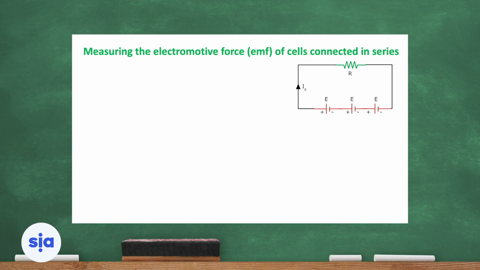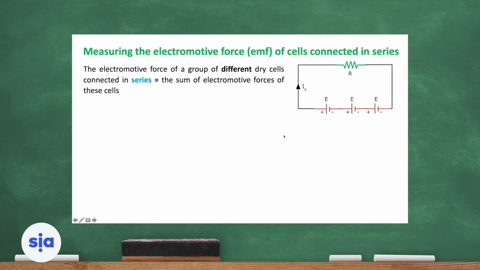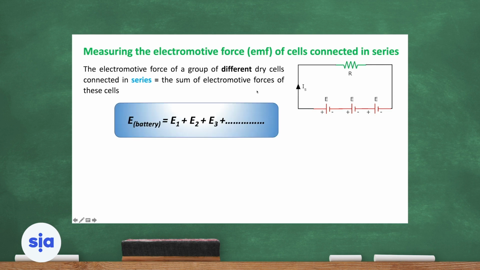How can we measure the electromotive force of cells connected in series? Series connection means that the cells are connected with opposite poles facing each other. So negative to the positive, negative to the positive. How can we measure the electromotive force of these cells? The electromotive force of a group of different dry cells connected in series equals the sum of the electromotive forces of these cells. So we are going to add them together.